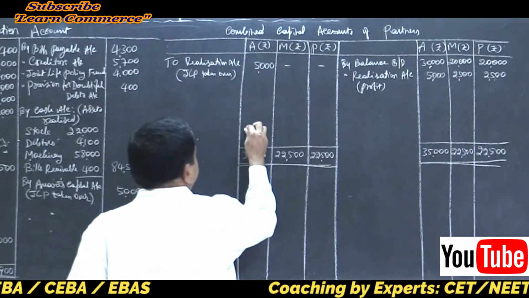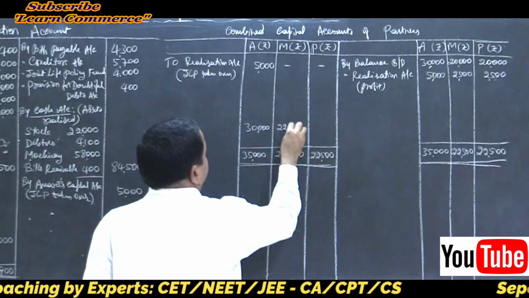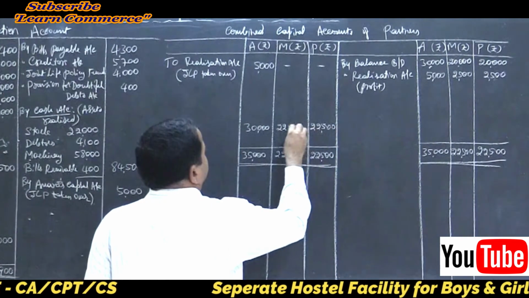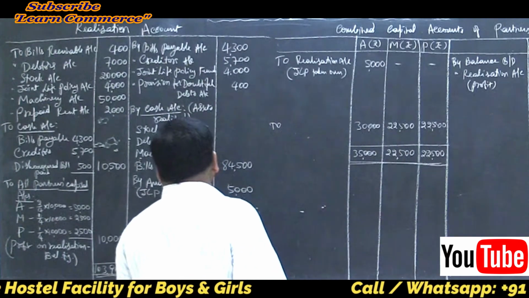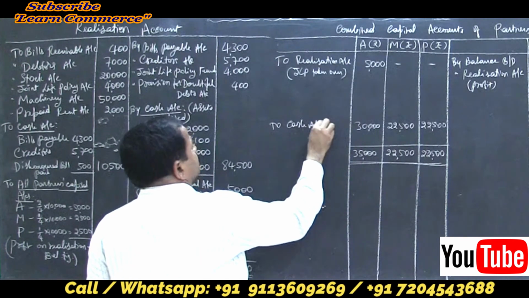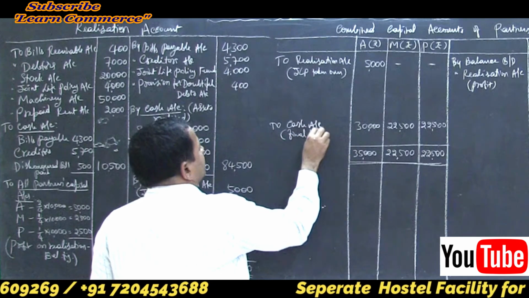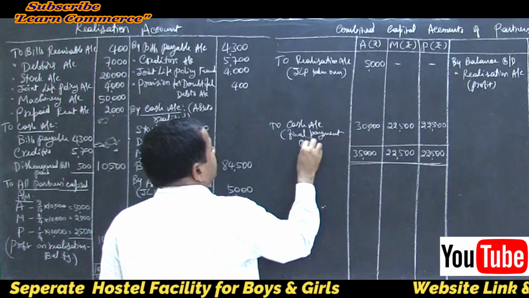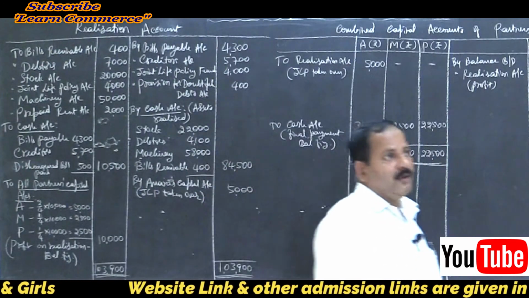Here 5,000 entry is there, so 30,000. In other two columns, no entries, so same amount holds good. 22,500, 22,500 here. Is it cash or bank? It is cash. To cash account, final payment made. Final payment, isn't it? Balancing figure. So, capital account is done.